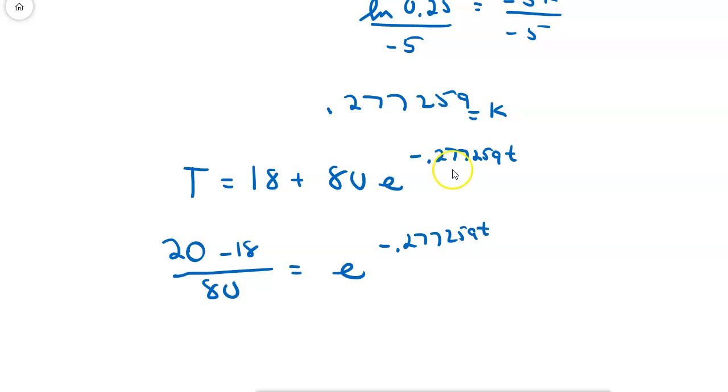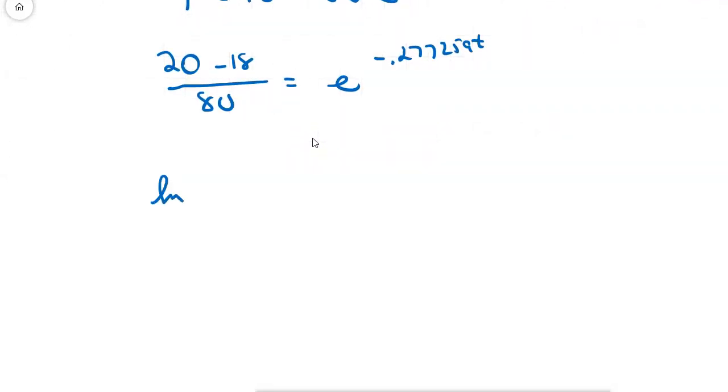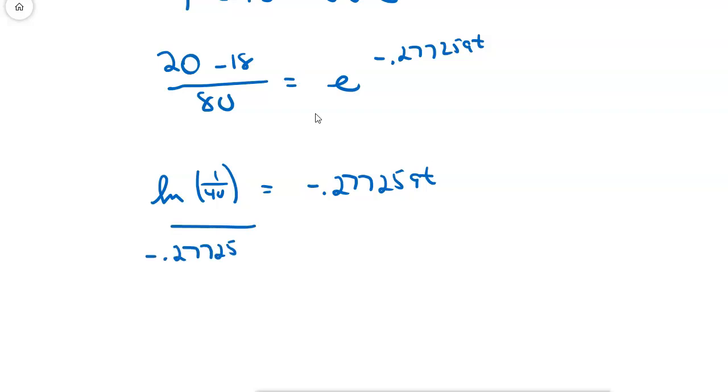Now, natural logs of both sides. 20 minus 18 is 2, and 2 over 80 is a 40th. So I get the natural log of 1 over 40 equals negative 0.277259 t. Divide both sides by that coefficient, and we'll come up with a number: 13.305.